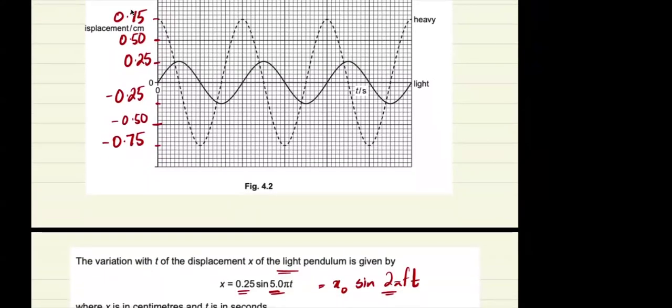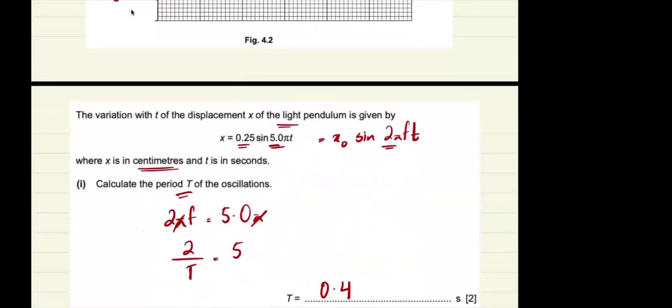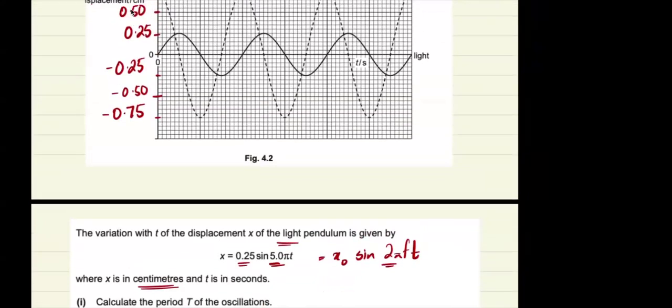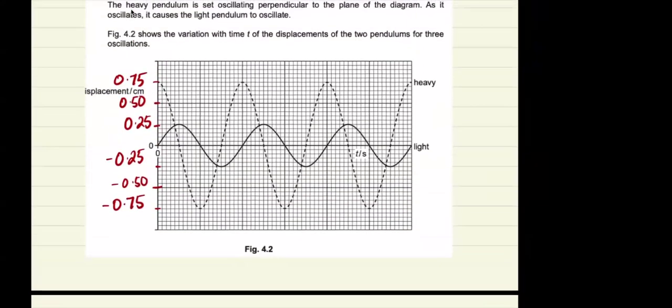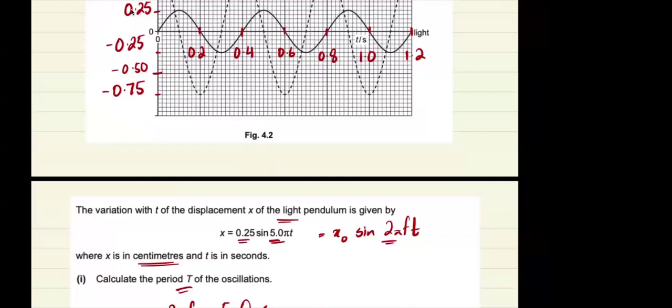So next we also have to label the x-axis. The time period of oscillations of the light pendulum is 0.4 seconds. So this is 0.4, this would be 0.2, this would be 0.6, 0.8, 1.0, 1.2. So that's the complete labeling of these scales. I hope this is not a problem. This is really easy.